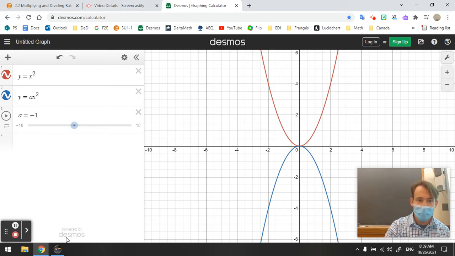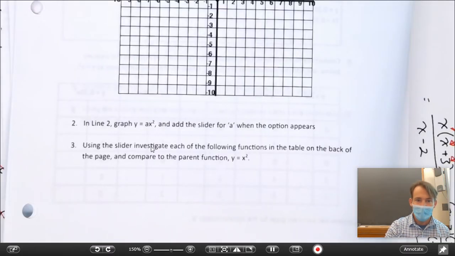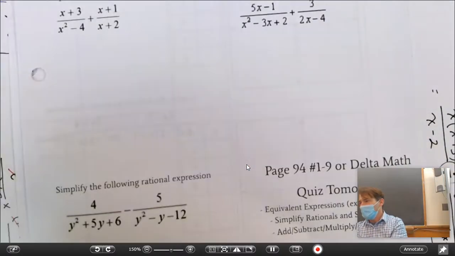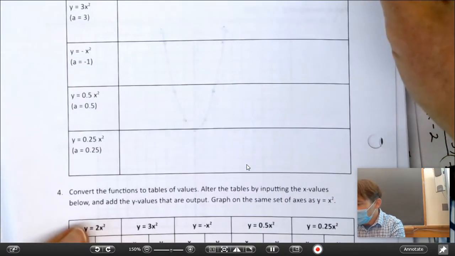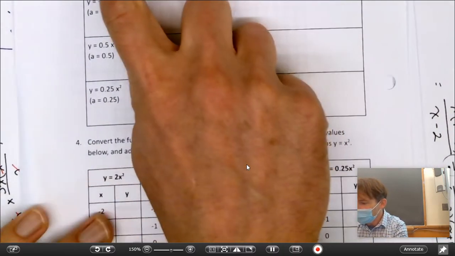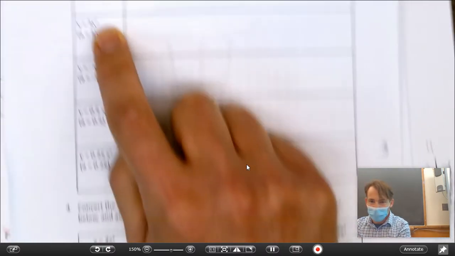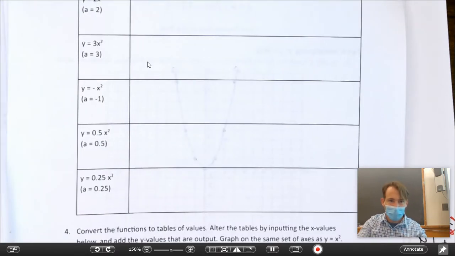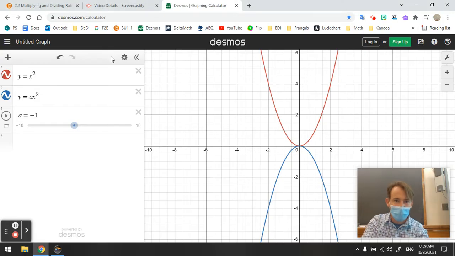And now let's go back to our handouts, and we'll keep going. Use the slider, investigate the following functions on the table on the back of the page, and compare to this parent function. Okay, so flip over. Take a look at the table. So y is equal to 2x squared. This is the first one we've been asked to investigate. So let's go over there and take a look at it.